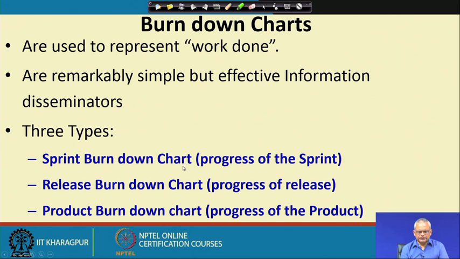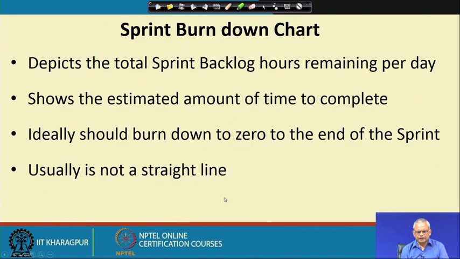Three main types of charts are used. The sprint burn down chart, which is how much progress has been achieved during a sprint. Release burn down chart, how much progress has been achieved till the next release. Product burn down chart, this is for the entire work to complete, how much progress has been achieved. Let us look at these charts. The first one is the sprint burn down chart.